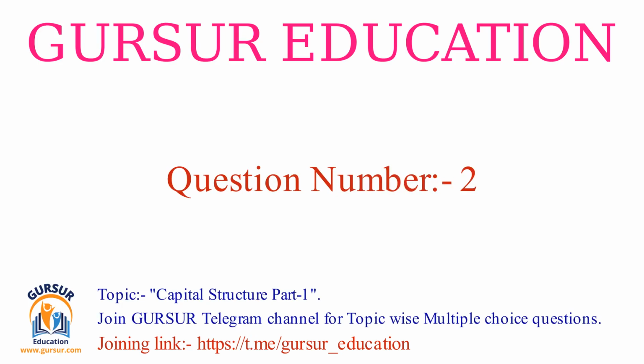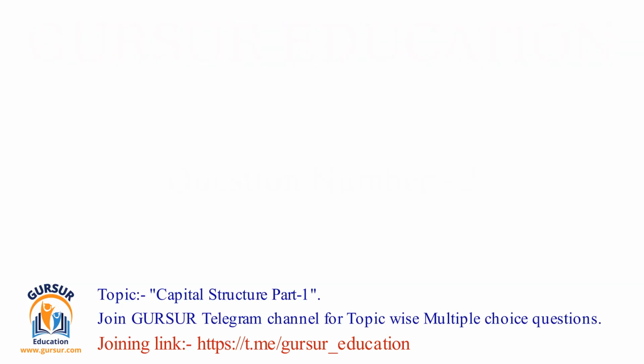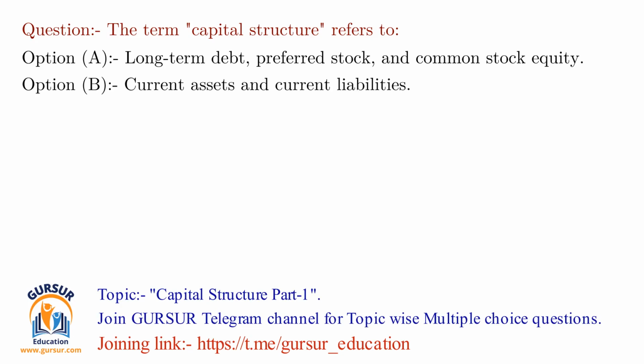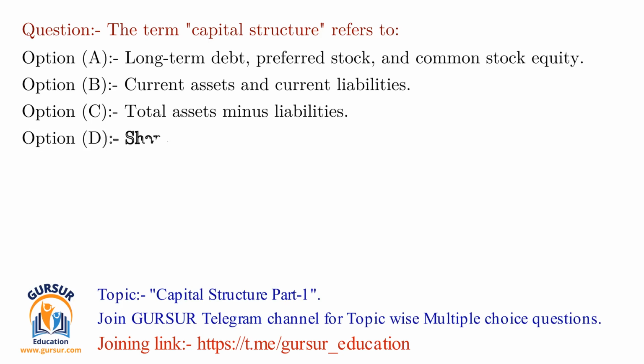The question number 2 is: the term capital structure refers to: option A, long-term debt, preferred stock and common stock equity. Option B, current assets and current liabilities. Option C, total assets minus liabilities. And option D, shareholders' equity. And your time starts now.